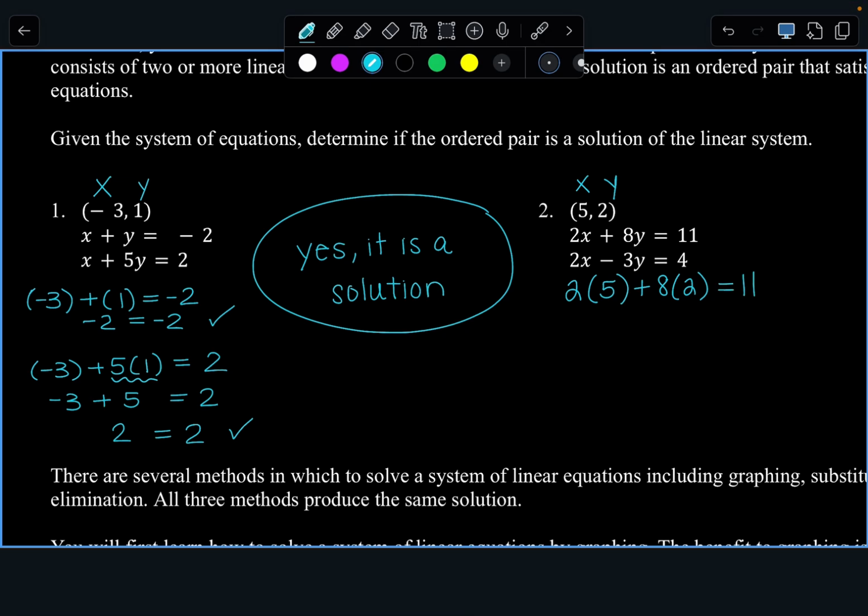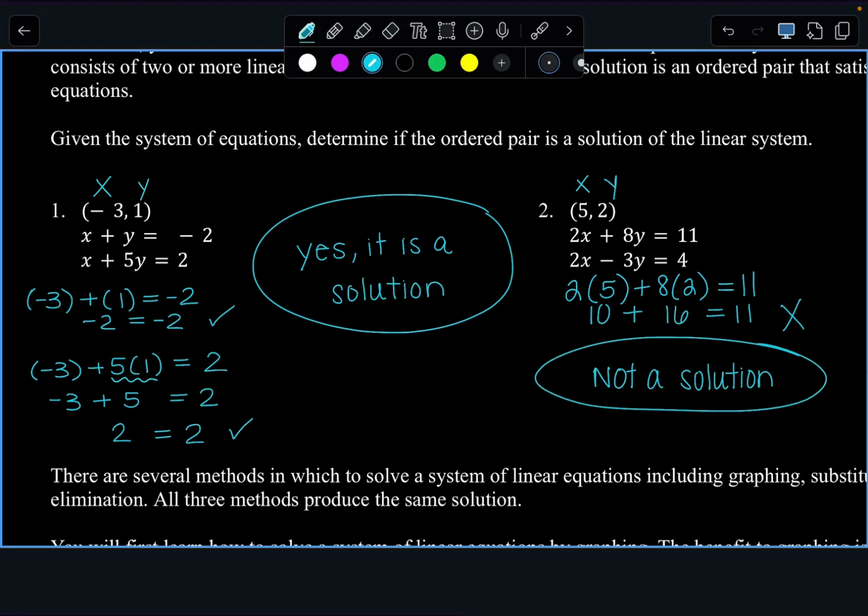What is 2 times 5? 10. Good. And then 8 times 2? Is 10 plus 16 equal to 11? Nope. Sure is not. As soon as you get one that is not a solution, it doesn't work. Okay, so this one is not a solution. It has to be true for both.